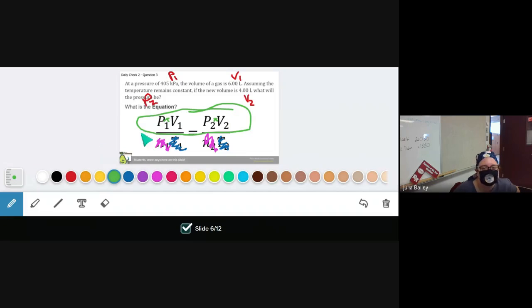So that is the equation we need. P1 times V1 equals P2 times V2. And again, I'll give you a quick moment to write down anything you want to write down or put directly into your daily check, anything you want to put, be my guest. And I think everyone who is writing is mostly done. I think I see one person still writing. Okay, I think you're all done.